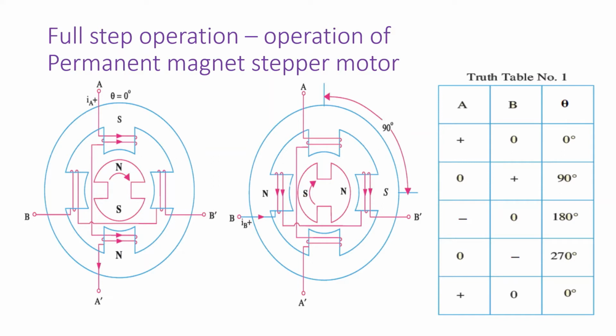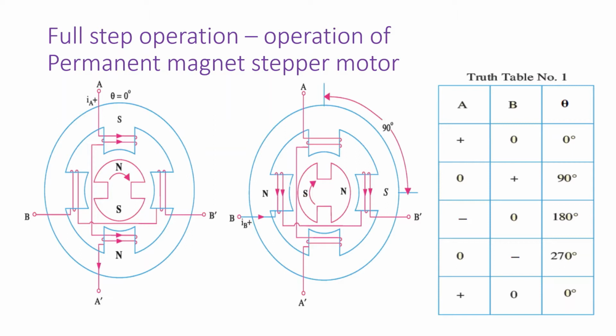Here A, coil B. The angle movement it produces is theta degree, that is 0, 90, 180, 270, again 0. So for each step it produces an angle of 90-degree rotation.